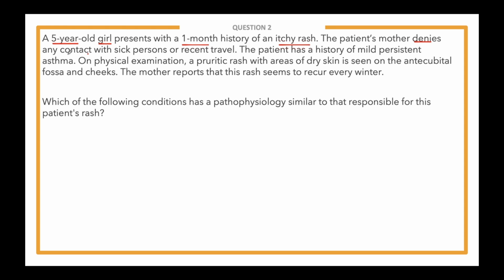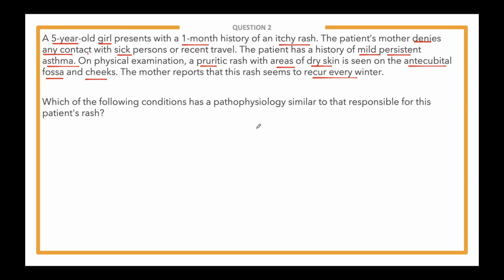And then importantly, the patient has a history of asthma. That past medical history is going to be important, especially in pediatric patients who don't often have a lot of past medical history. That's important when they tell you that, okay? They give us some physical exam findings, which is perfect when we're talking about rashes. So we know it's itchy and there's dry skin. Specifically, what is the distribution? Well, the antecubital fossa and the cheeks, okay? And furthermore, we're given another clue that this rash seems to recur every winter. So hopefully your brains are starting to think what this could be.